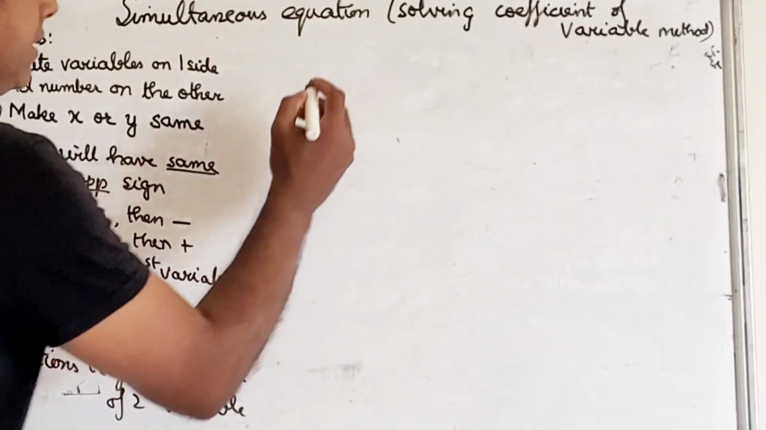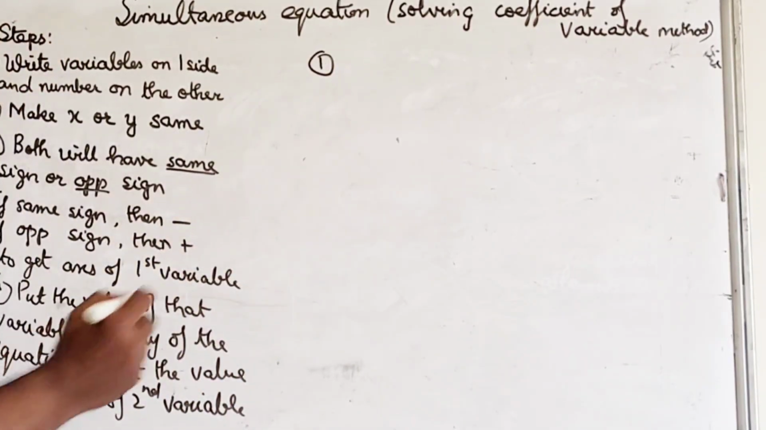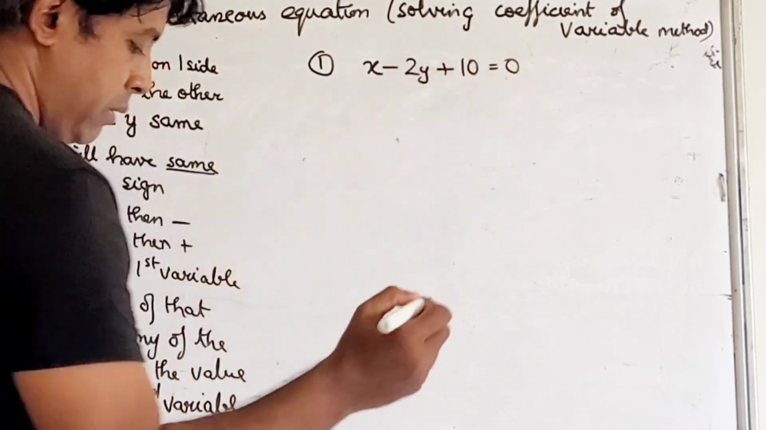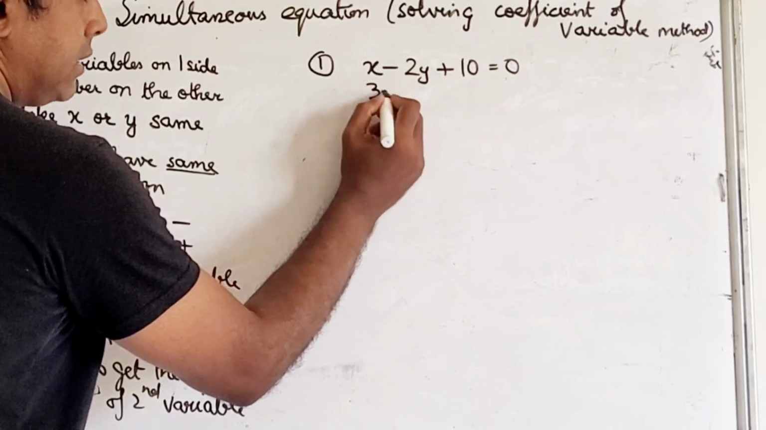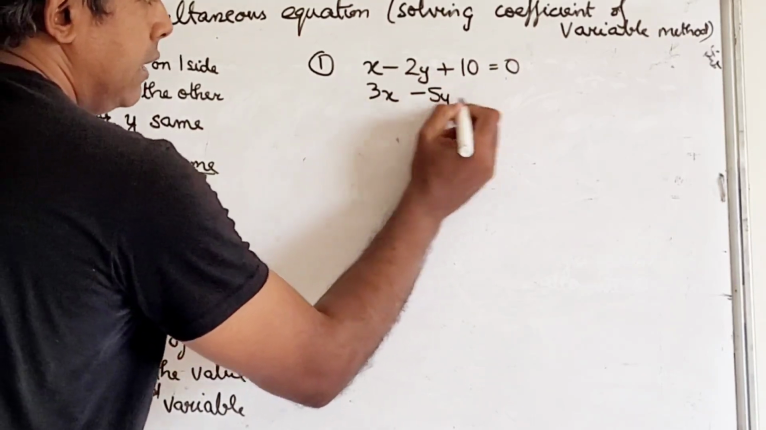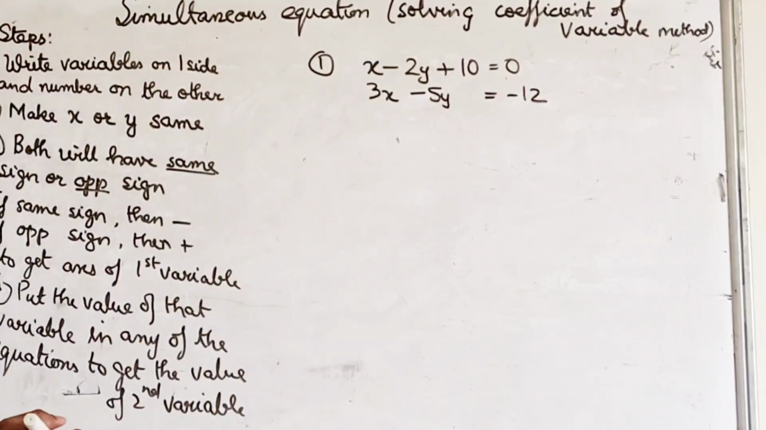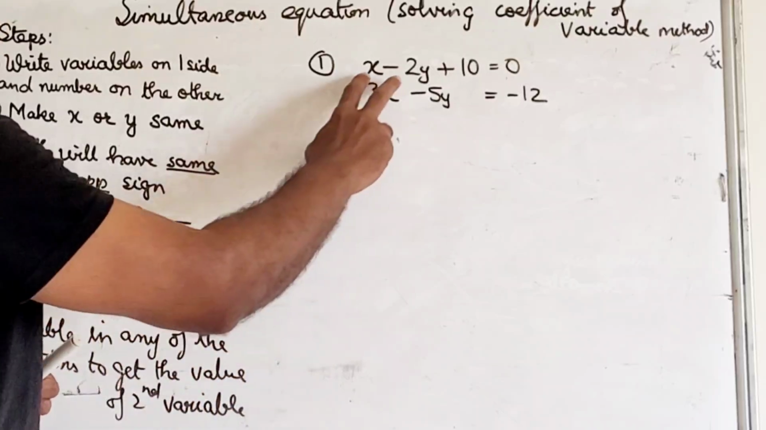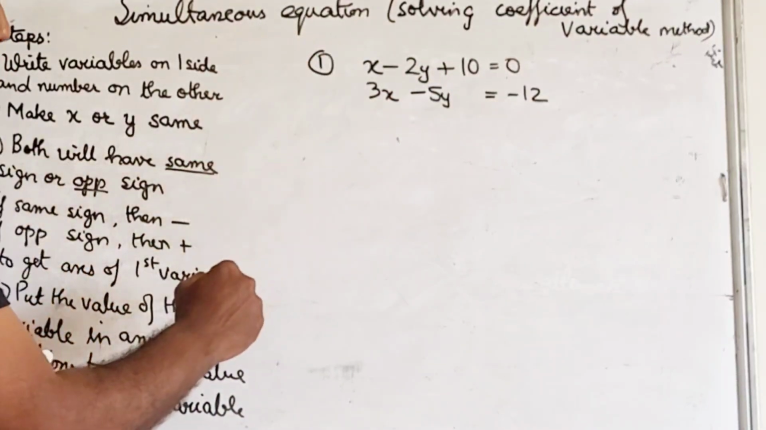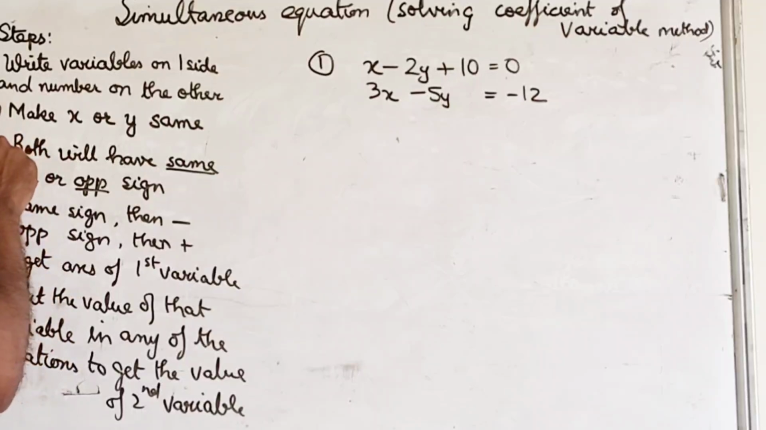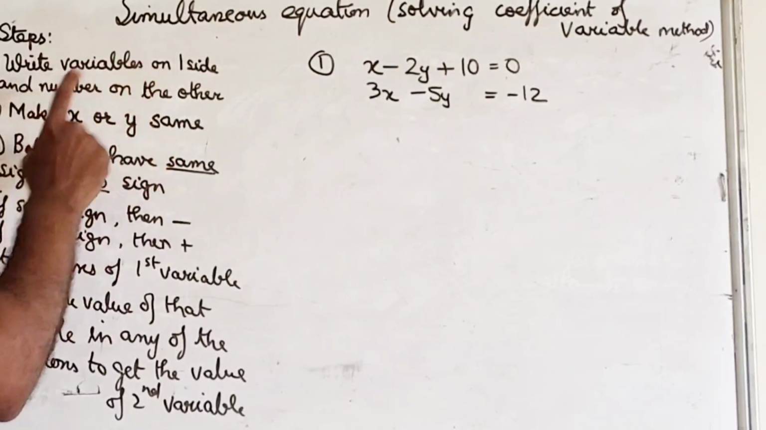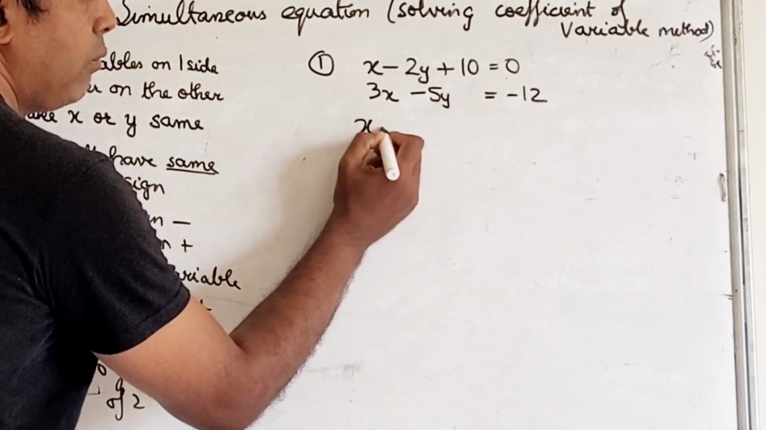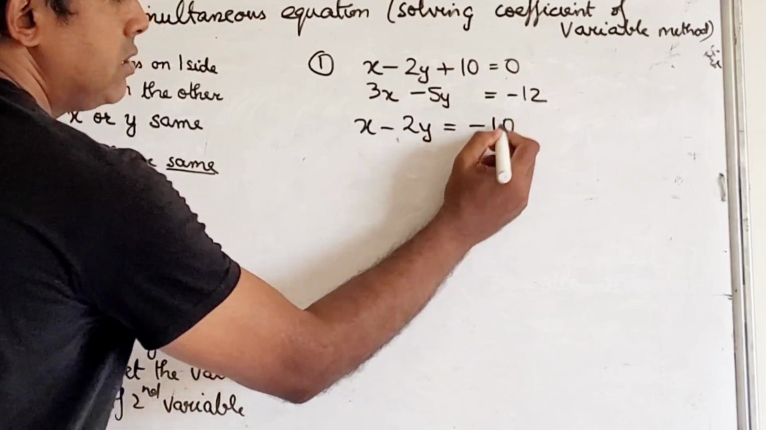So first, let's take a very simple example. Suppose I give you x minus 2y plus 10 is equal to 0 and 3x minus 5y is equal to minus 12. In the first equation, all the terms are given on one side, but from our first step, we need to write variables on one side and numbers on the other side. So we write it as x minus 2y is equal to minus 10.